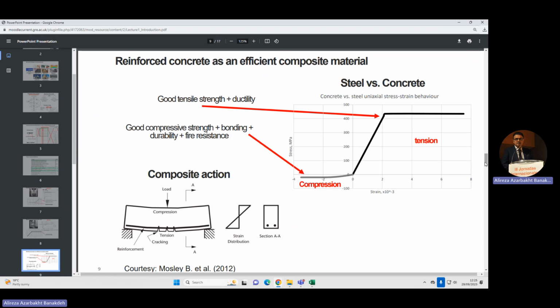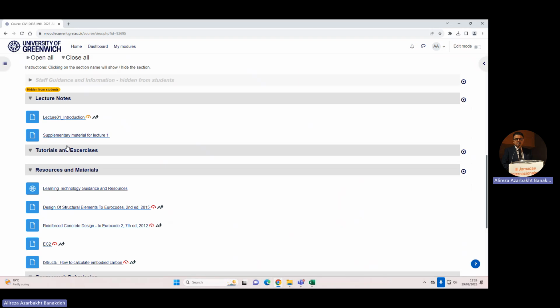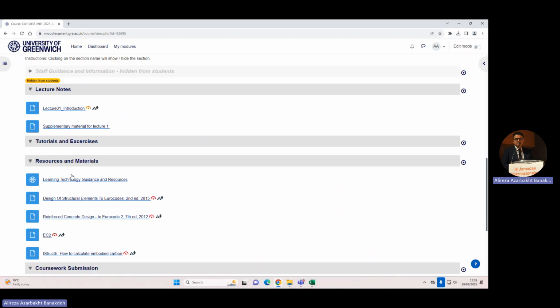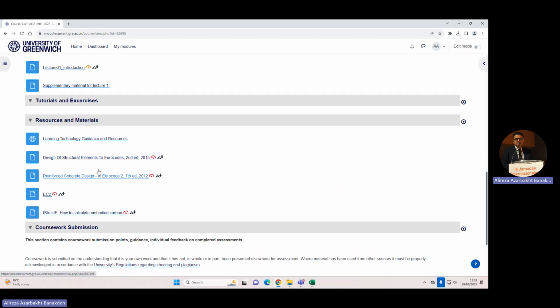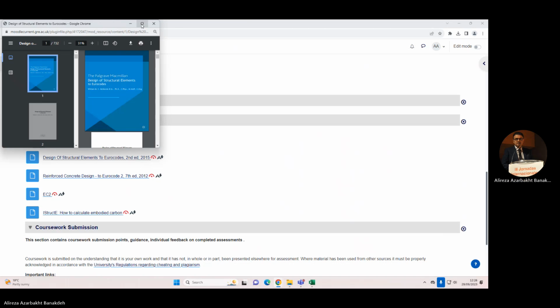Okay? There are two books which are very useful. For example, this is coming from one of them, Mosley. Some of them are coming from the others. They are both available. See the Moodle resources and materials. I provided both of them in full PDF for you. Design of steel elements for Eurocode.